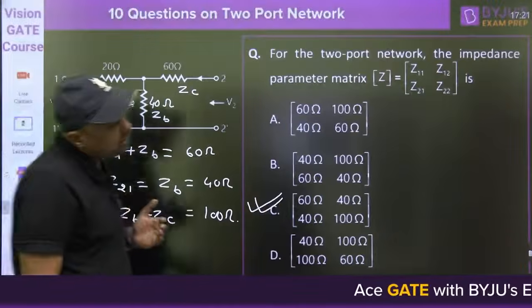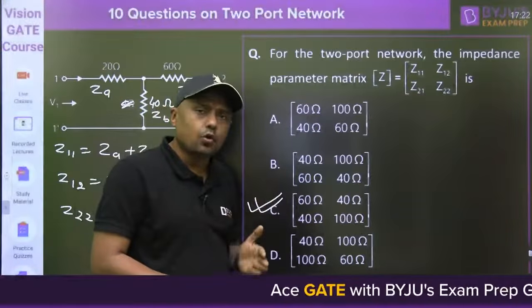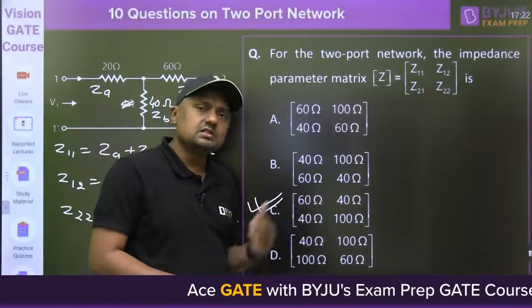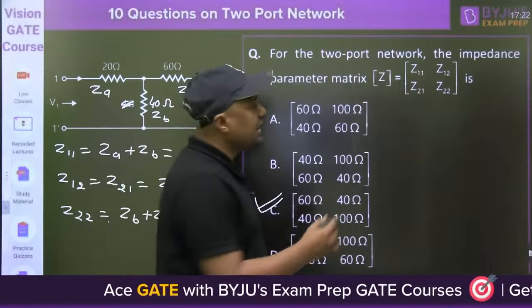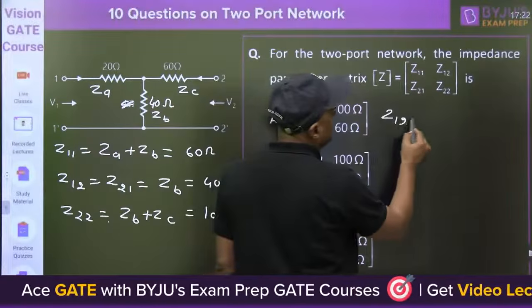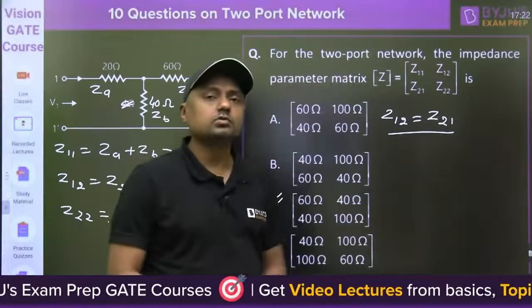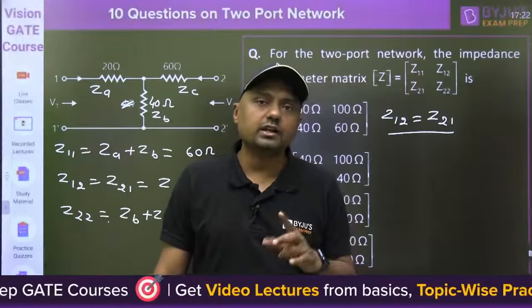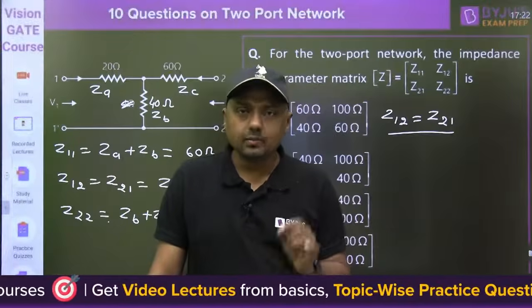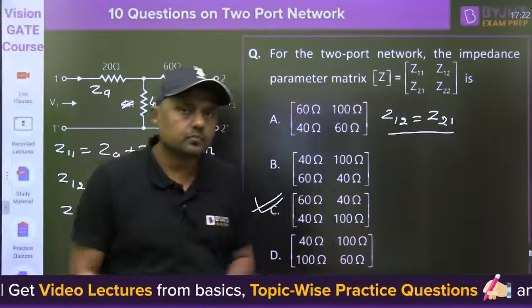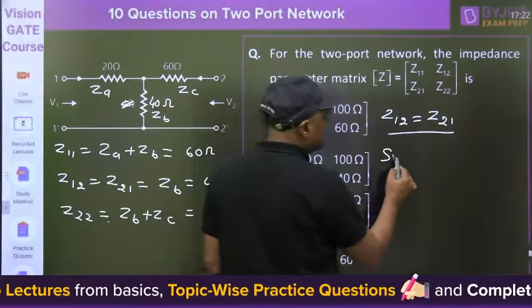Now here, is this network reciprocal? Yes, this network is reciprocal. Why? Because Z12 is equal to Z21. Reciprocity is satisfied by this. That's why Z12 is equal to Z21, so the network is reciprocal. Tell me, is the network symmetrical? Yes or no?